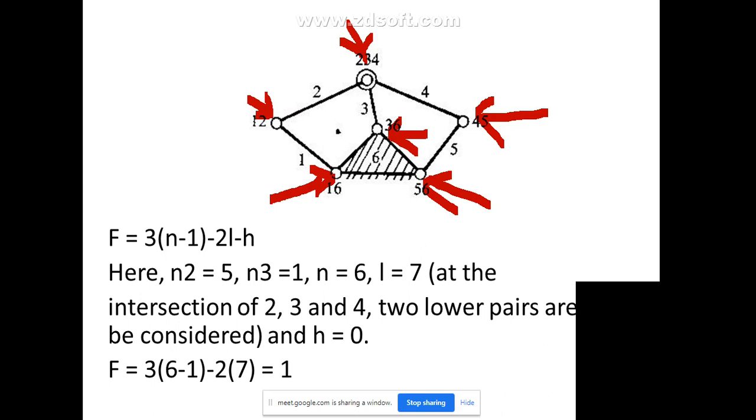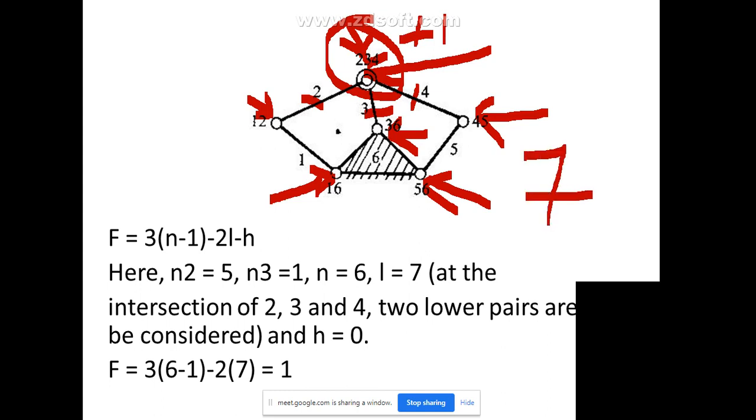lower pair. Okay, so in this problem you can see at the intersection of 2, 3, 4. Where is the 2, 3, 4? This one. So 2, 3, 4. At this point you can see 3 links are joined at a point. At the intersection of 2, 3, 4, there is an additional lower pair to be considered. Okay, so in this case you do plus 1, means you have to take 2 lower pairs for this point. So it becomes total 7 lower pairs.